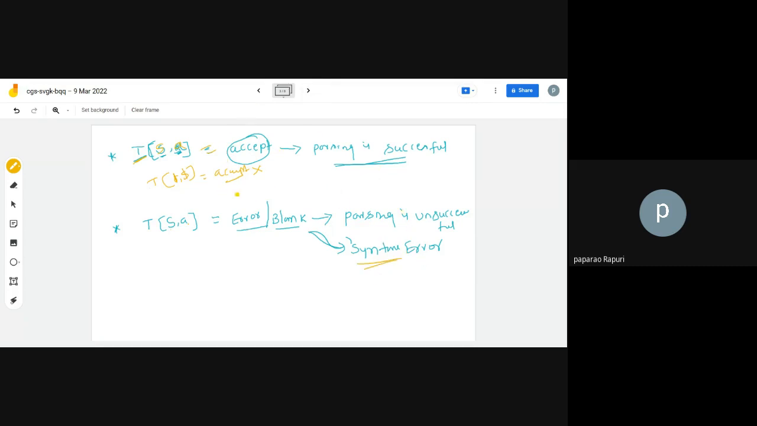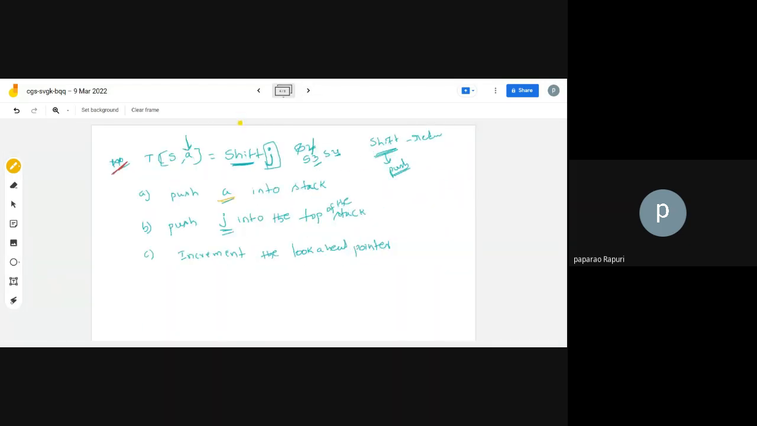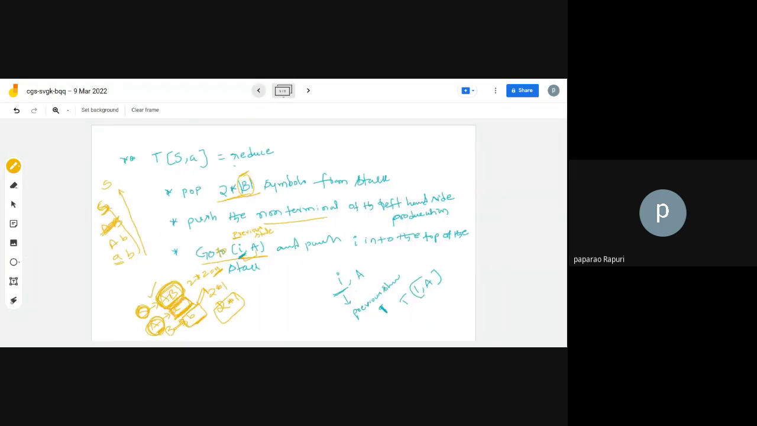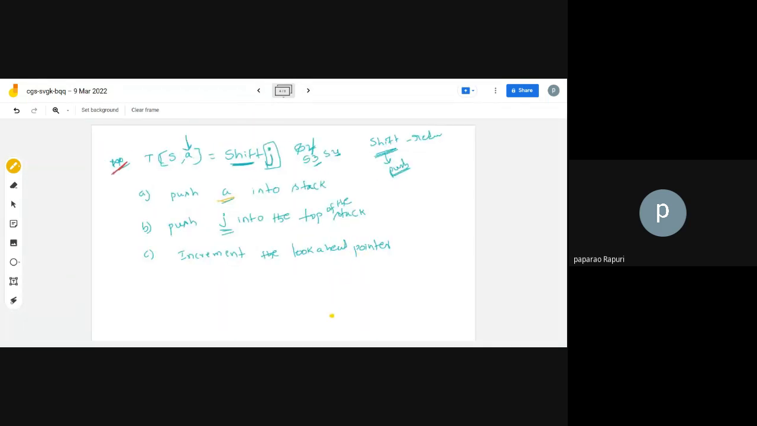These two are only rarely performed, sir. Error and accept are rarely performed. More frequently performed operations are the shift operation and the reduce operation. In the shift operation, first we need to push the input symbol.